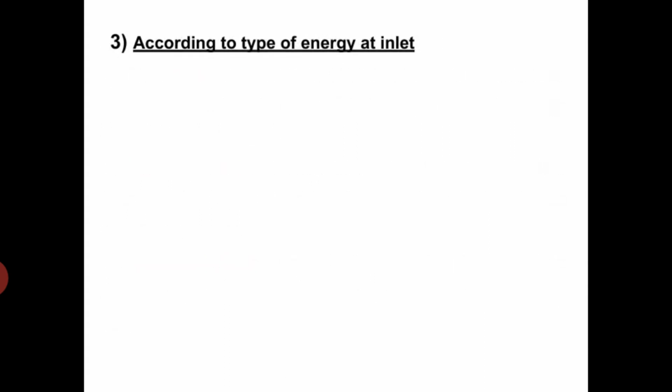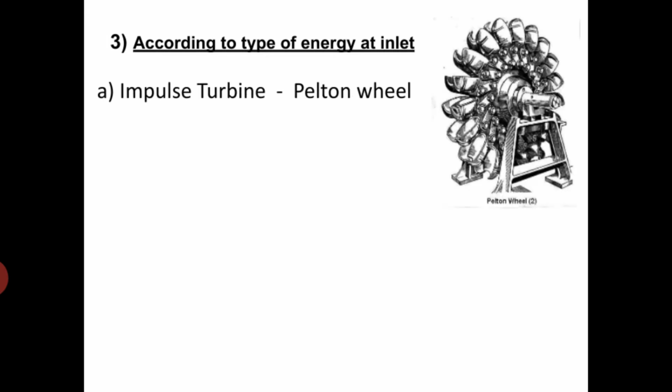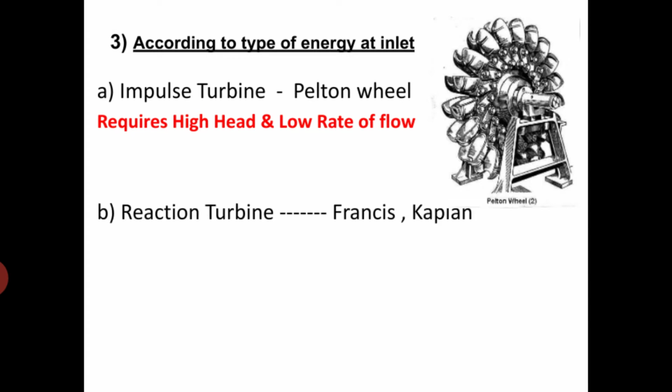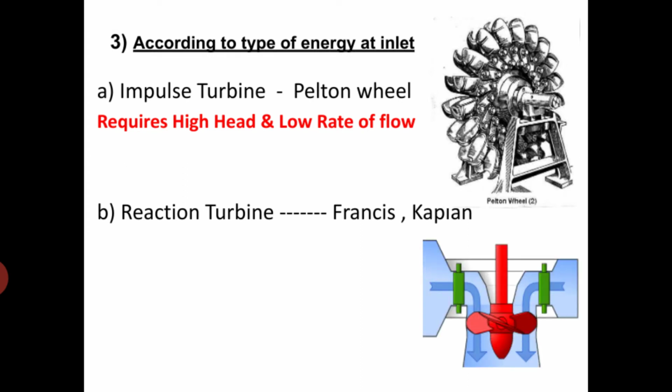The next classification, according to the type of energy available at the inlet, hydraulic turbines are classified as an impulse turbine, and this is an impulse turbine. This requires a high head and a low rate of flow. And the reaction turbine, that is Francis and Kaplan. So this is a reaction turbine. Generally the hydraulic turbines are classified based on the type of energy available at the inlet. They are impulse turbines and reaction turbines.